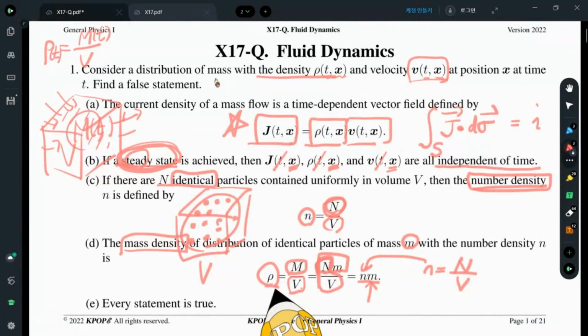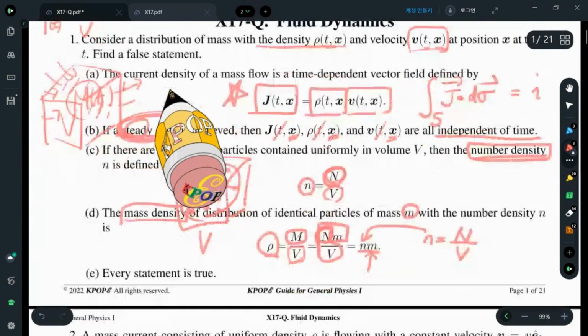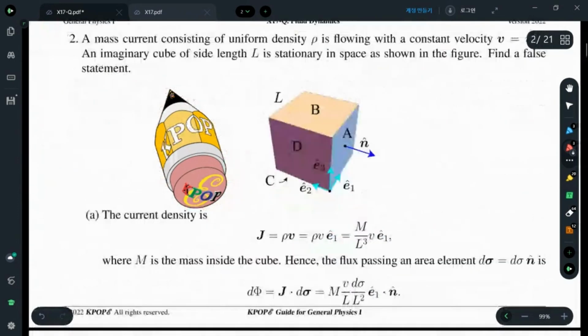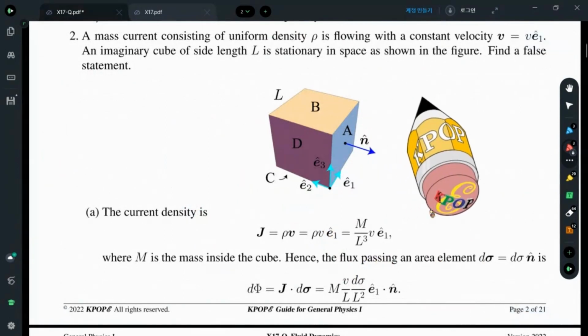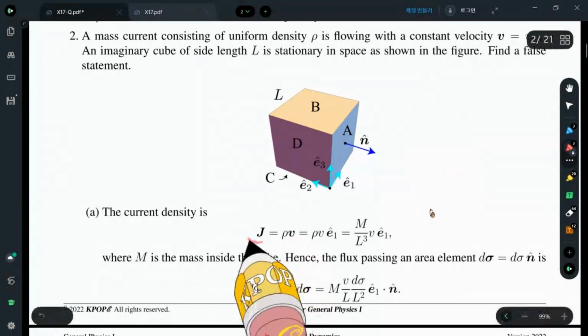You may not be familiar with these terminologies. However, we have to be familiar with these from now on. So now we know how to compute the current density.